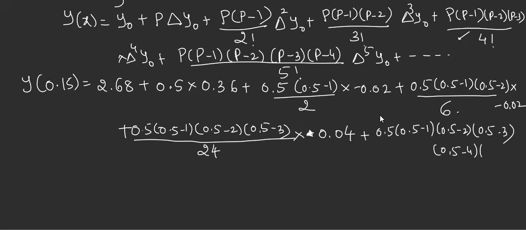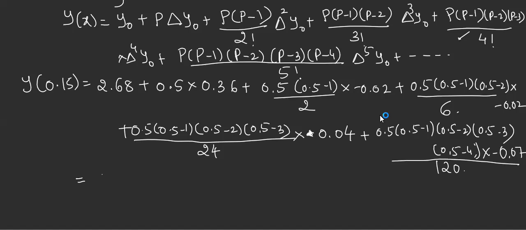Into what you have, delta raised to 5 is how much? I think minus, no? You have 0.07, right? Divided by 5 factorial. That is 24 into 5, which is 120.